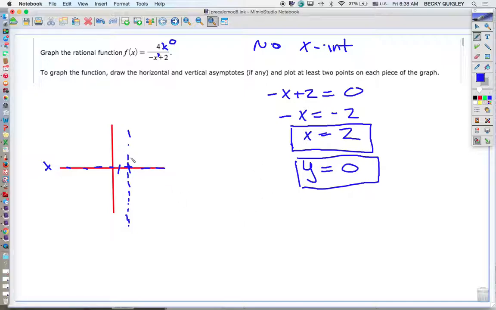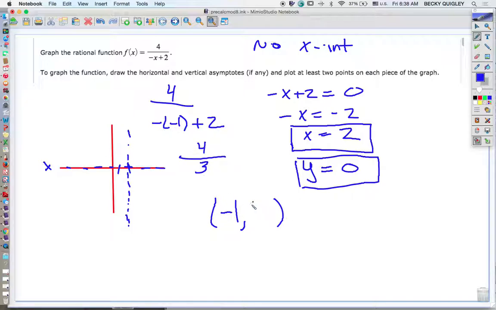So let's choose a value to the left of our vertical asymptote. So let's say, negative 1. So I'm going to plug in -1 to our equation here, and that's going to give me 4 divided by -1 plus 2. So that's 4 divided by 1, so 4. So I know that (-1, 4) is a point on the graph. So that's enough to tell me at least this part.